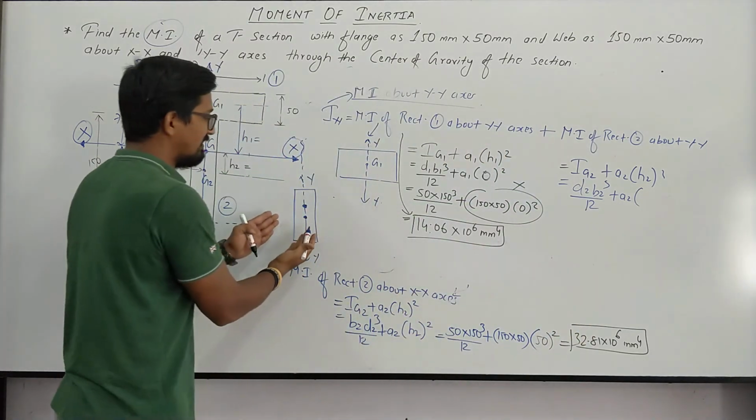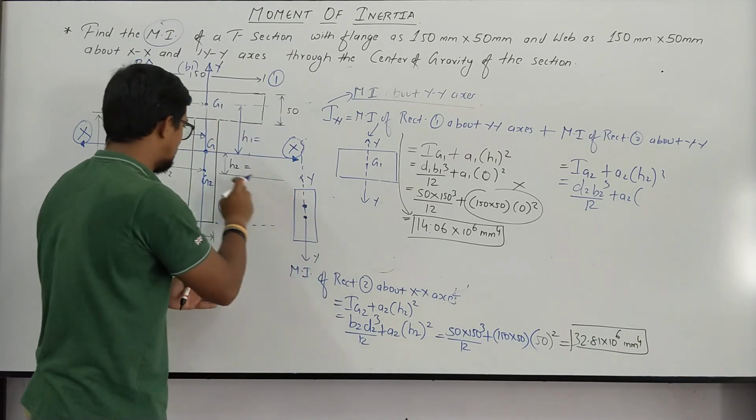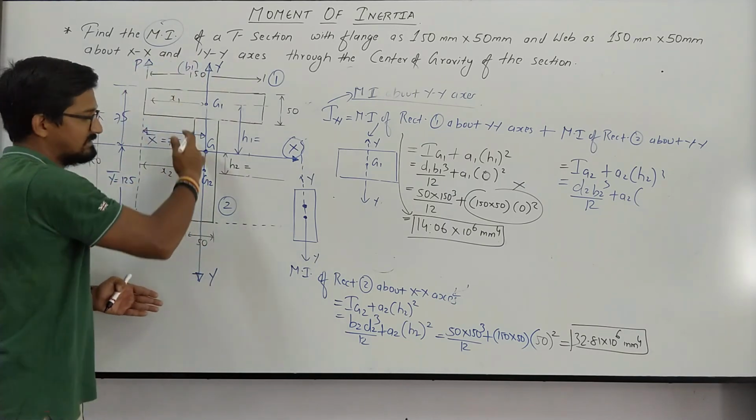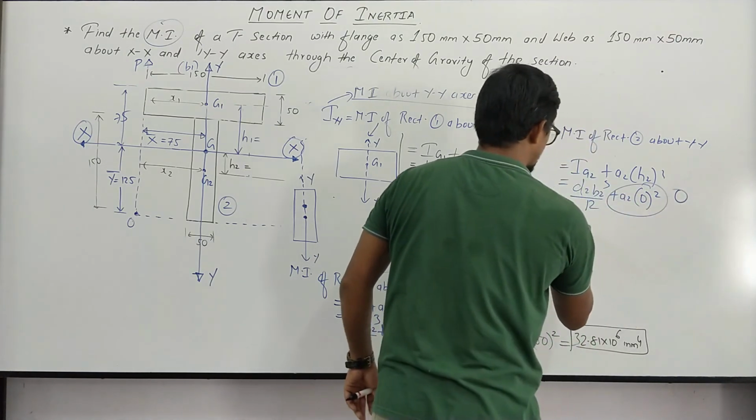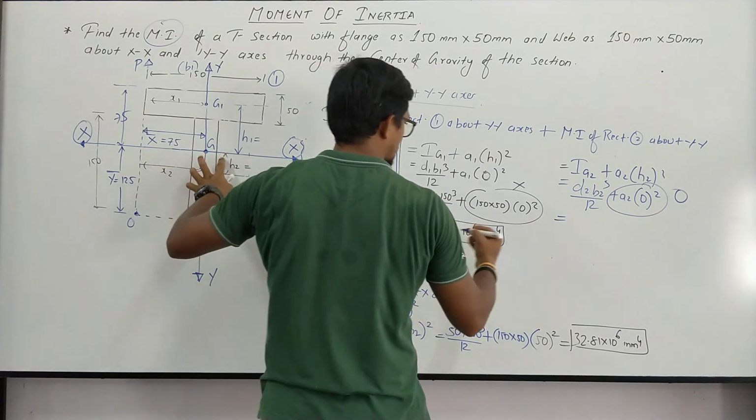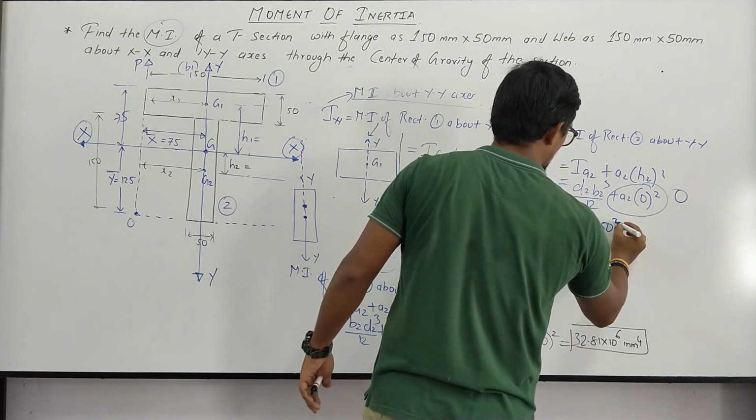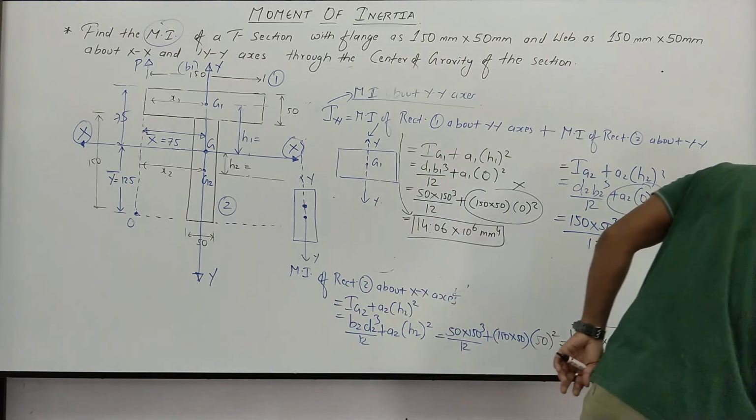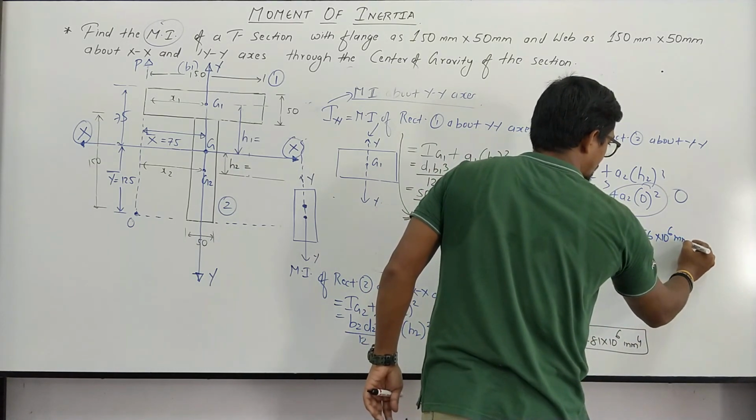Now what is the h here? Again h is 0. Why? Because there is no distance. The y of this rectangle is coinciding with the y of the whole section. That's why this h will be 0. So this term becomes 0. So what is d2 here? This is b2, this is d2. So 150 into 50 cube divided by 12. So it will be 1.56 into 10 raised to 6 mm raised to 4.